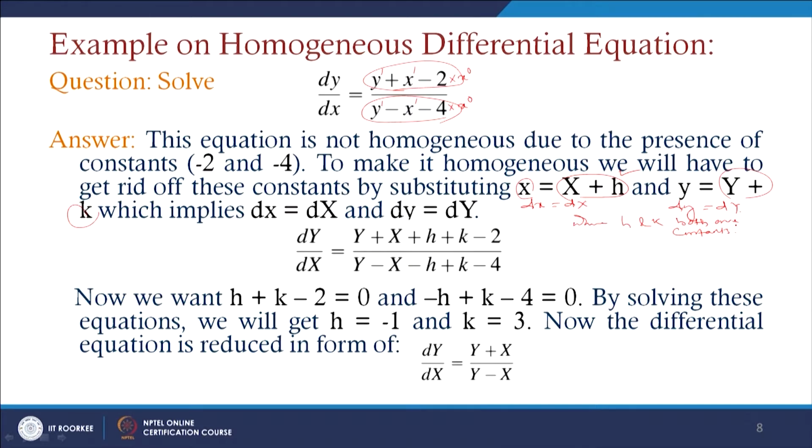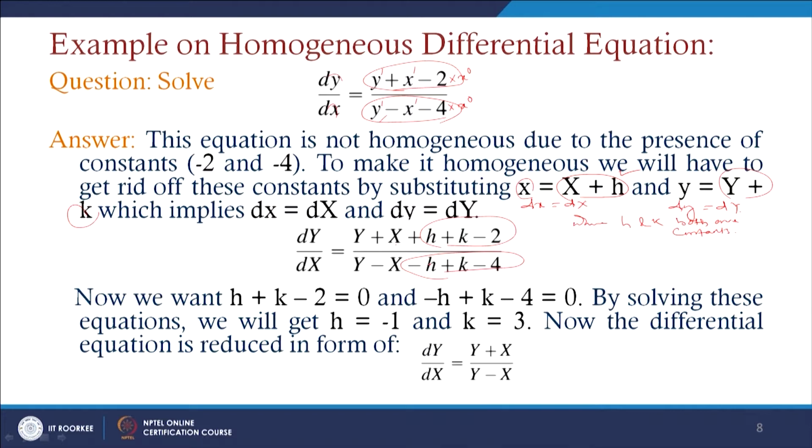And then we can just replace this small y and small x by this capital Y and capital X here. So capital dY by dX can be represented as (y plus x plus h plus k minus 2), since we are just replacing the variables directly. And similarly, this is nothing but (y plus k minus x minus h minus 4). Now we want to make h plus k minus 2 equal to 0 and minus h plus k minus 4 equal to 0. If we take these constants equal to 0, then we can have a homogeneous equation.